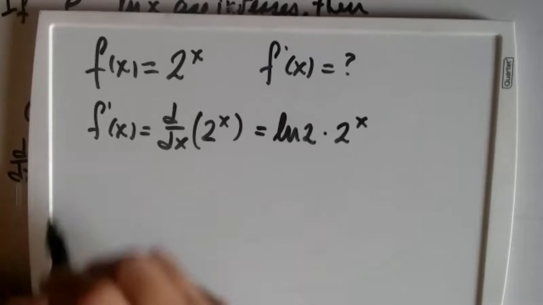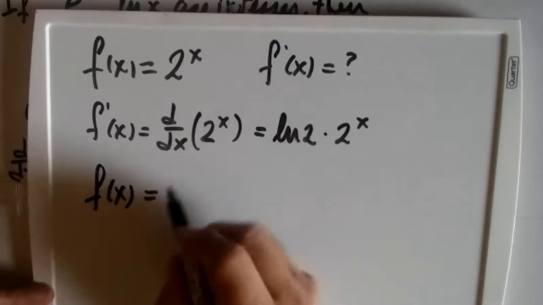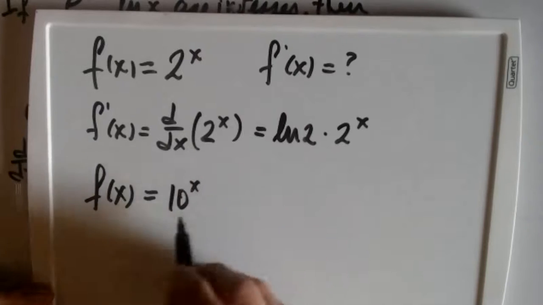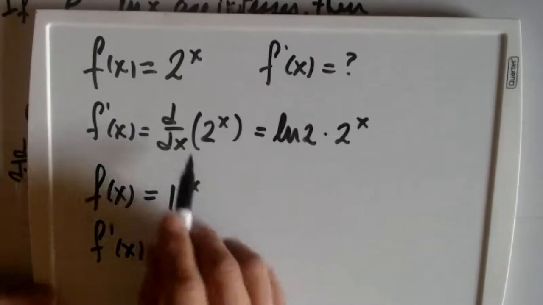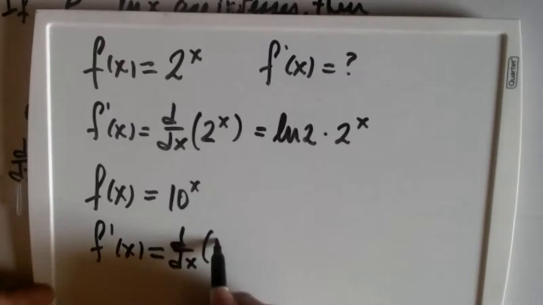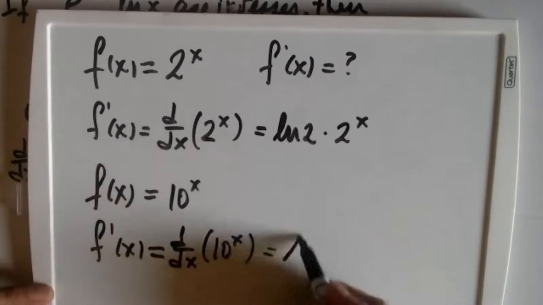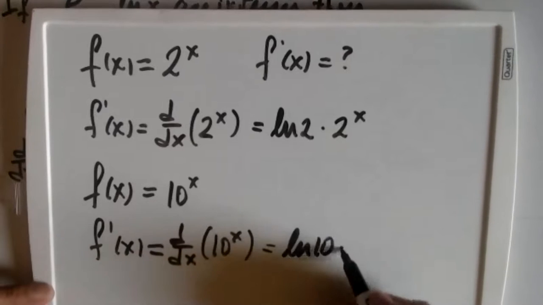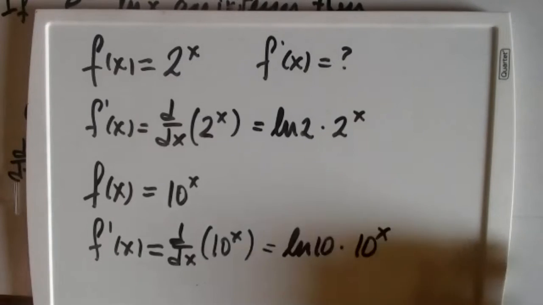Not a big deal. If I want, for instance, f of x equals 10 to the x, and I want f prime, so f prime of x is the derivative with respect to x of 10 to the x. Well, you only have to put the ln of the base times 10 to the x. So it's very simple to get the derivative of any exponential function with base other than e.